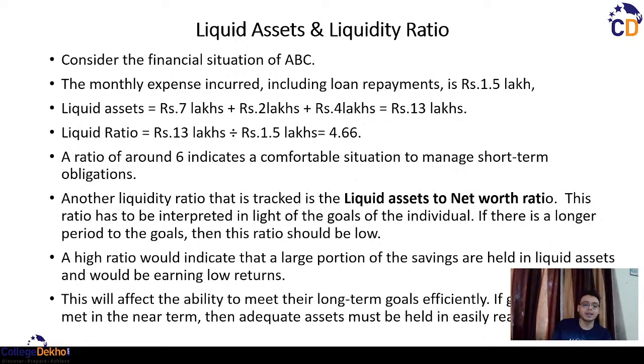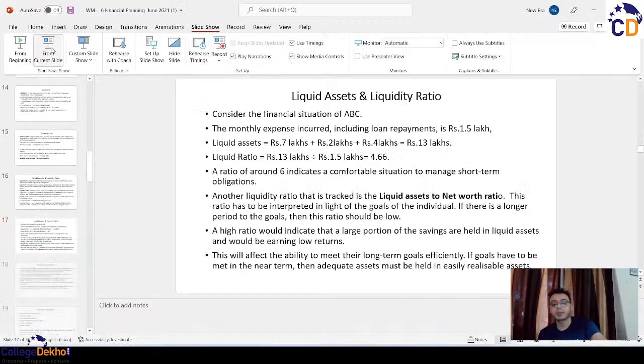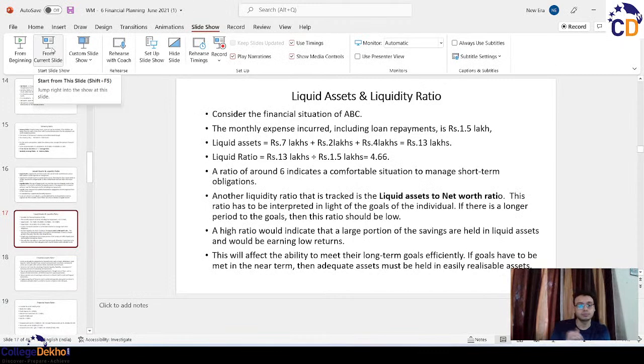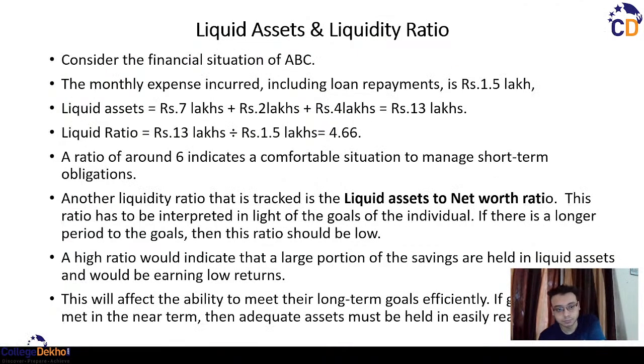A high ratio would indicate that a large proportion of savings are held in liquid assets and are earning low returns. If the ratio is high, it means you have put your money in assets that give you low returns. This will affect the ability to meet the regular long-term goals efficiently. If goals have to be met in the near term, then adequate assets must be held, basically in the near future.